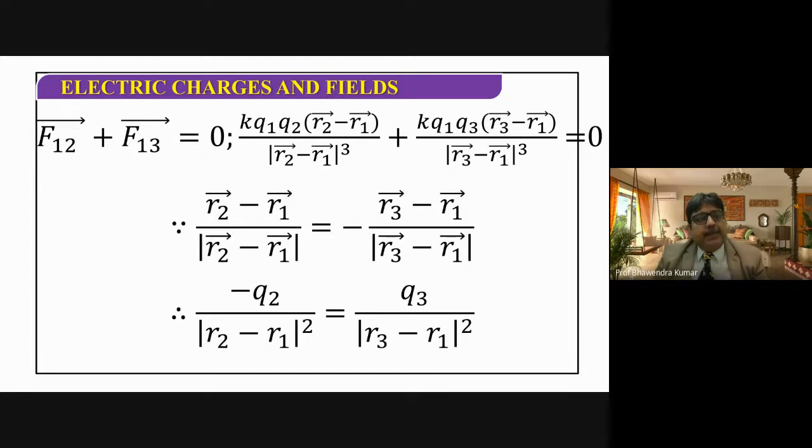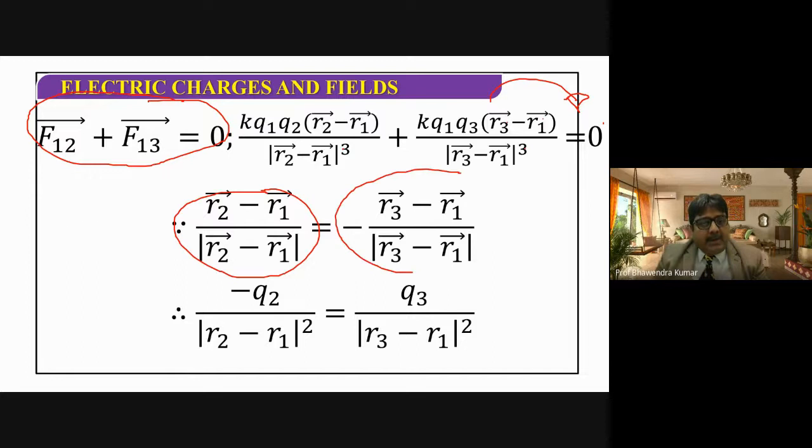Do you understand? F12 plus F13 will be 0. For F12, we can write K Q1 Q2 into R2 minus R1 by mod of R2 minus R1 the whole cube. And F13 will be K Q1 Q3 into R3 minus R1 divided by mod of R3 minus R1 the whole cube, equal to 0. Now I'll shift this term to the other side. And we know that R2 minus R1 by mod of R2 minus R1 is equal to minus of R3 minus R1 divided by mod of R3 minus R1. So Q3 will have a negative sign, because the denominators here are the magnitudes, right? So Q3 and Q2 should have the opposite sign. That is why we have a minus sign here.